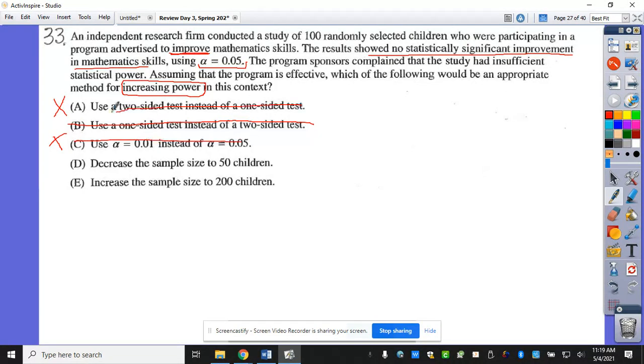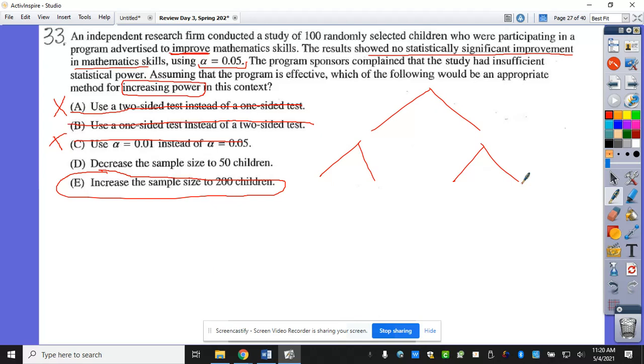So it comes down to D or E, very generic. If you want to make something better, what should you do to your sample size? But, just going over this thing in about a minute or two.